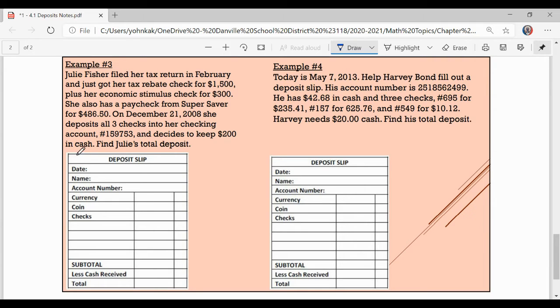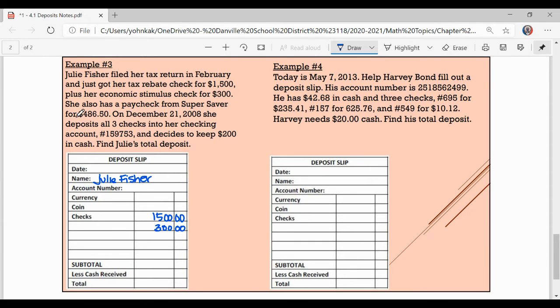So number 3 says Julie Fisher, so we'll put her name in. Julie Fisher filed her tax return in February and just got her tax rebate check for $1,500 plus her economic stimulus check for $300. So I'm going to put the $1,500 here and $300 here. Notice I put 0 zeros for the coins. That way I have something in the currency and something in the coins.